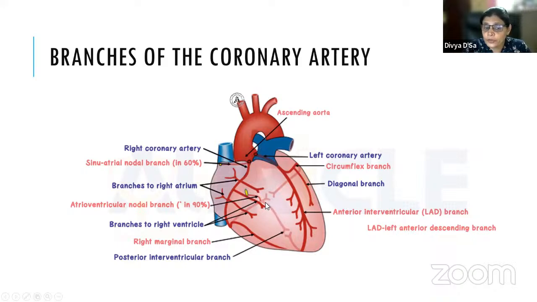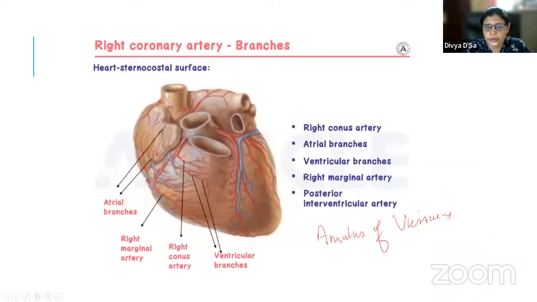Depending upon whether this posterior interventricular branch is coming from the right coronary or from the left circumflex, we call it coronary dominance. If it comes from the right coronary, it is right coronary dominance. If it comes from the circumflex branch of the left coronary, we call it left coronary dominance. So these are the branches of the right coronary.